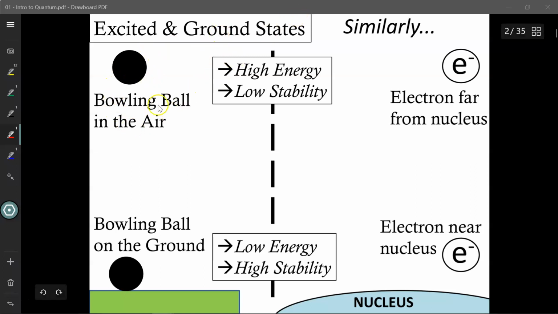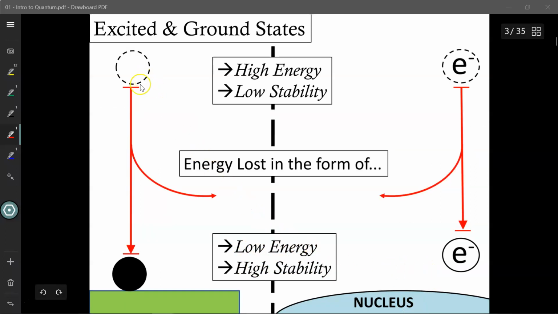If you can imagine a bowling ball in the air, it has a lot of energy but very little stability. On the other hand, a bowling ball on the ground has a lot of stability but very little energy. Well, similarly, electrons that are far from the nucleus are going to have high energy and low stability, while the electrons that are closer to the nucleus are going to have low energy but high stability.